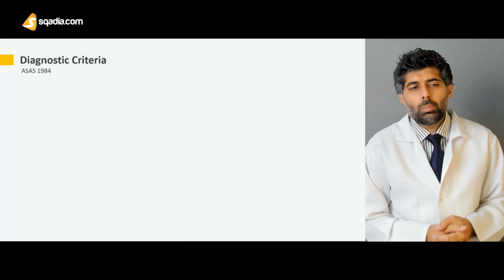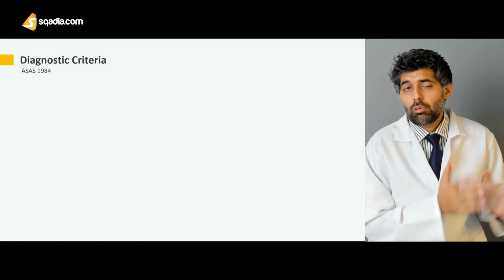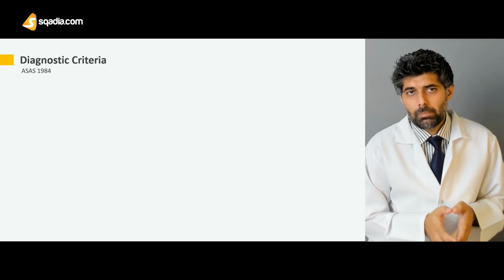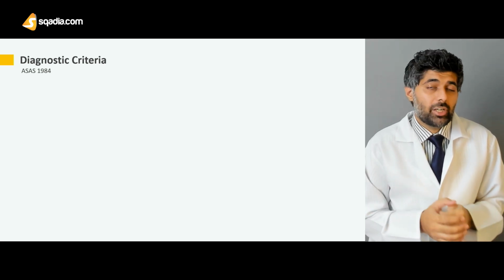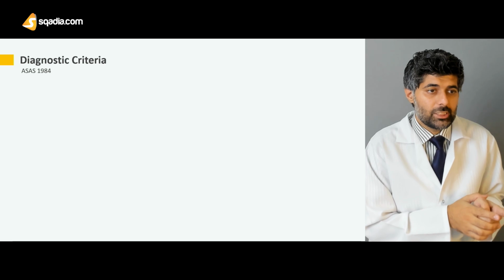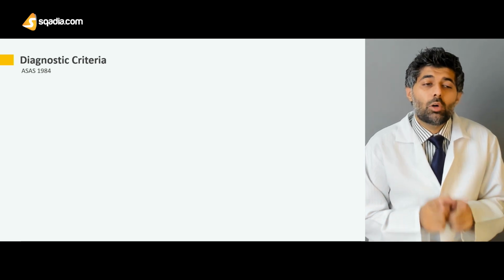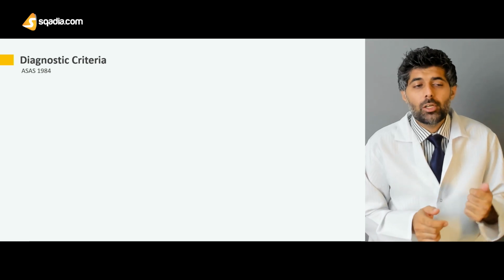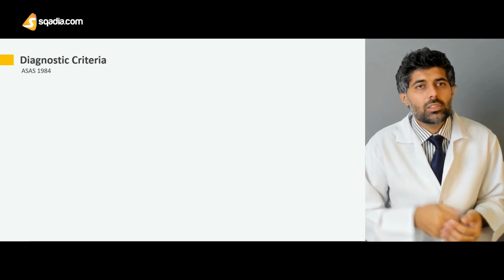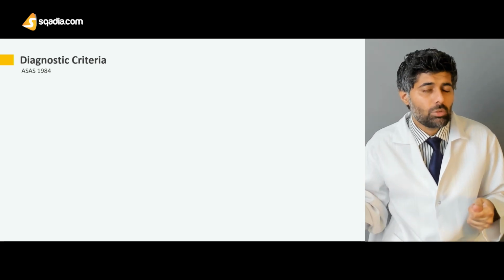Next, we're going to talk about the diagnostic criteria for ankylosing spondylitis. Now, there are two diagnostic criteria for this disease. There is ASAS of 1984, that stands for the Association of Ankylosing Spondylitis of International Society of 1984.